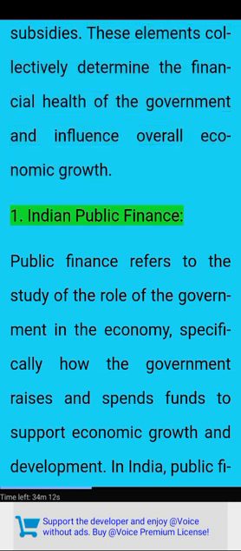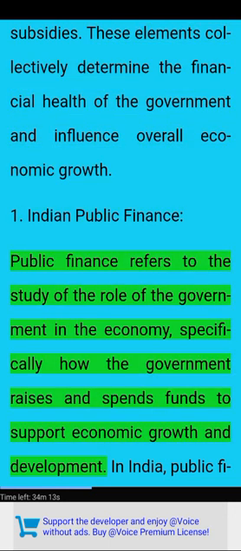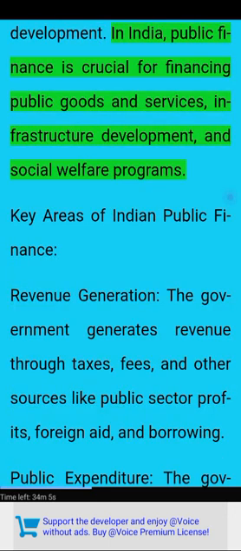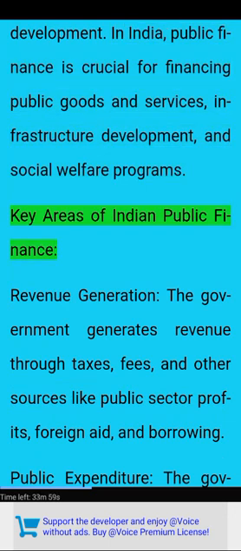1. Indian public finance. Public finance refers to the study of the role of the government in the economy, specifically how the government raises and spends funds to support economic growth and development. In India, public finance is crucial for financing public goods and services, infrastructure development, and social welfare programs. Key areas of Indian public finance.